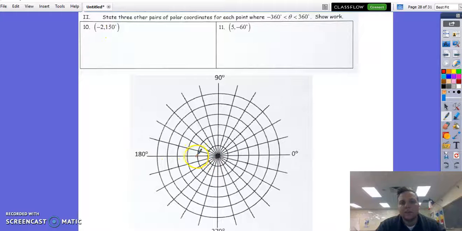Well, negative 2 is going to start right there, and then I need to go 150 degrees in the positive direction. So that would be in this direction. So, let's think about that for a second. We know half a circle is 180 degrees. So if we want to go 150 degrees, it should make sense to say that we just need to go all but the last 2 lines.